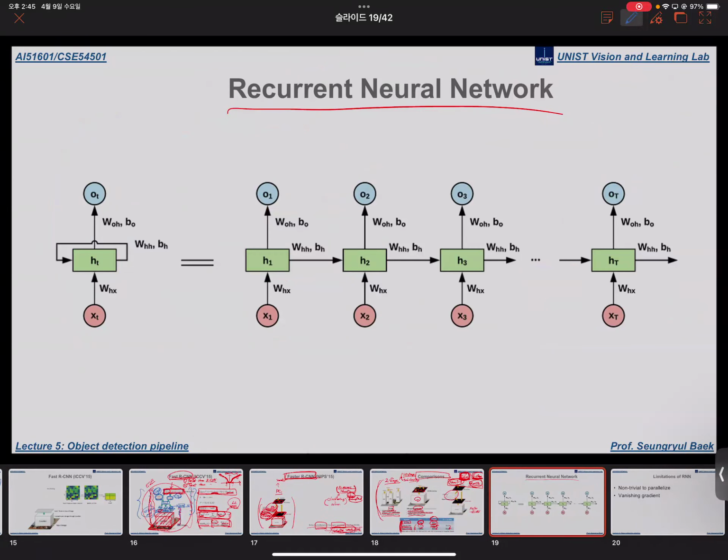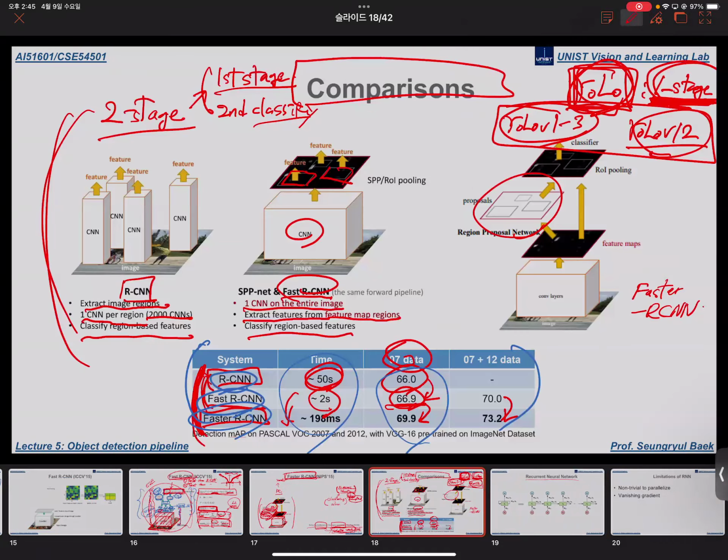So now, this is the summary for the object detection pipeline, which is one of the most famous object detection pipelines. But as I told you before in the previous class, this is a two-stage algorithm. Basically, they operate in two stages. In the first stage, they want to localize the object region, and in the second, they want to classify those regions into semantic classes.